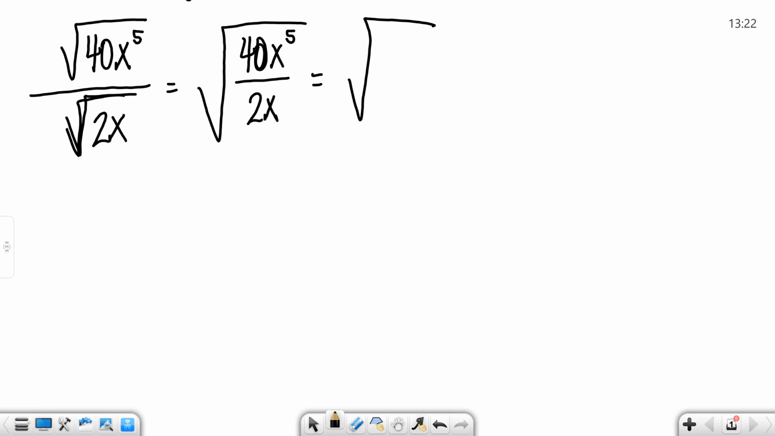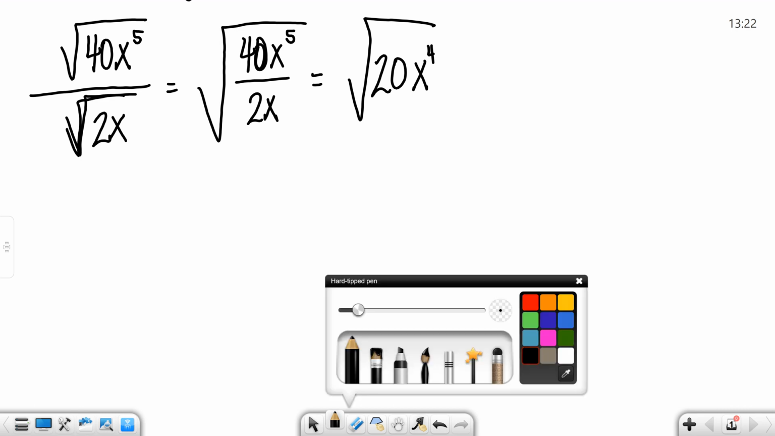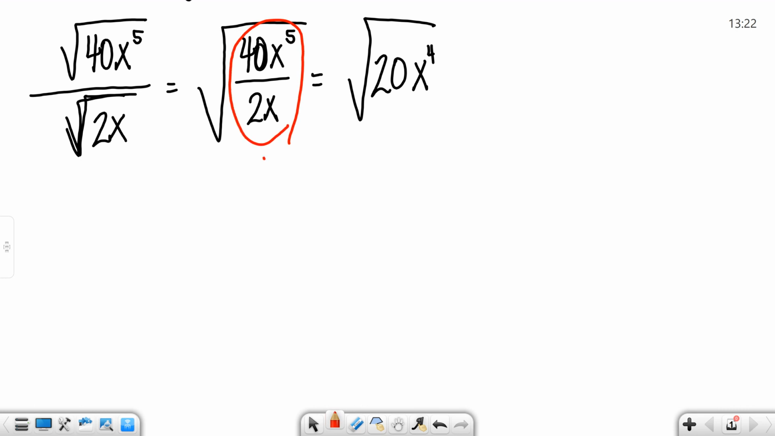The square root of, all right, 40 divided by 2 is 20. X to the 5th divided by x is x to the 4th. So I just simplified what was inside, and that's how I got 20x to the fourth. Now I'm going to take the square root.